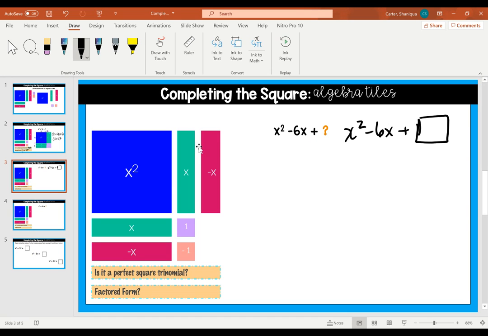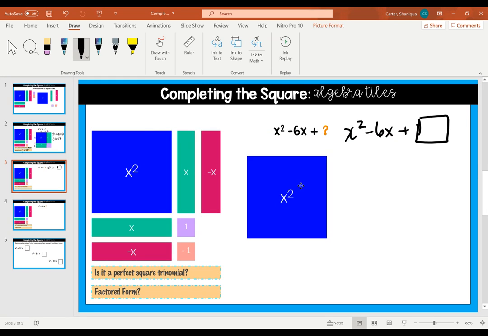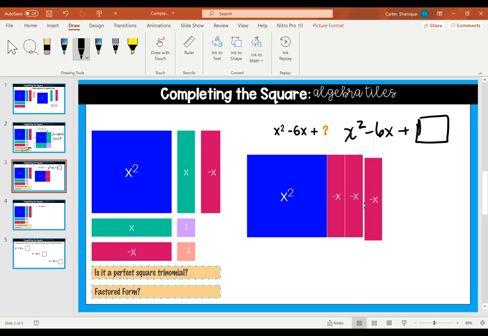So we're going to take our algebra tiles and build. I have x squared, minus 6x, so that means I need some negative x's. So negative 1x, negative 2x, negative 3x. Just like before, if I had three negative x's on this side, and I know all of the sides of my square are the same, then I need to put three negative x's down here.